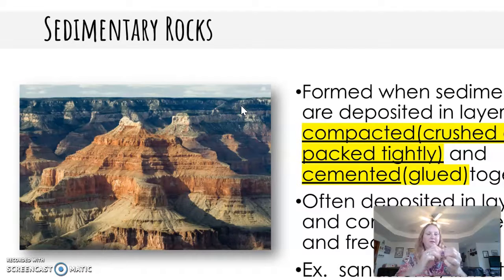Those little sediments are then going to get dropped off or deposited in a new place. As they're dropped off and deposited, they are under layers of different earth and different rocks, so they get compacted together. They get compacted, which means they're getting crushed and packed tightly. And then over time, they get glued and cemented together to form a sedimentary rock.